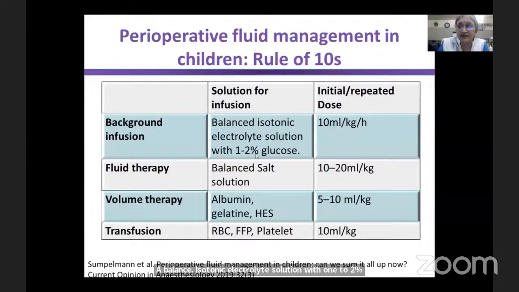In most of the ambulatory surgeries, this will suffice. Now, if it's a major surgery, then fluid therapy may be needed for the exposure losses, and that should be in the form of balanced salt solution 10 to 20 ml per kg. In addition, if hemodynamic instability is there, volume therapy in the form of albumin, gelatin, or HES, 5 to 10 ml per kg can be given. And if there's a major blood loss, then blood and blood components, RBC, FFP, and platelets, 10 ml per kg can be given.